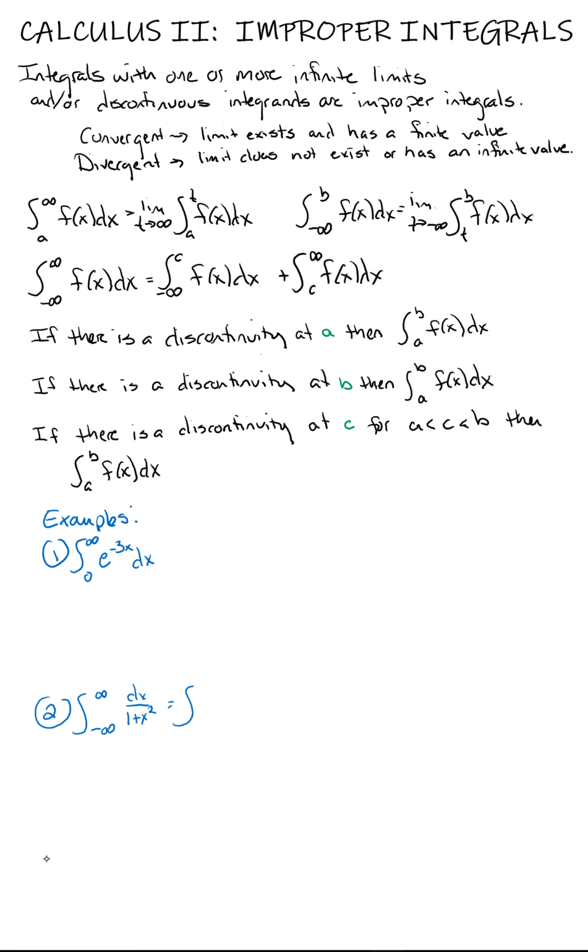Now, what if there is a discontinuity at a, at one of those limits of integration? Notice I'm integrating from a to b. Well, we'll deal with this in a somewhat similar manner. We'll take the limit as t approaches a, but only from the right-hand side. And then we'll integrate from t to b.